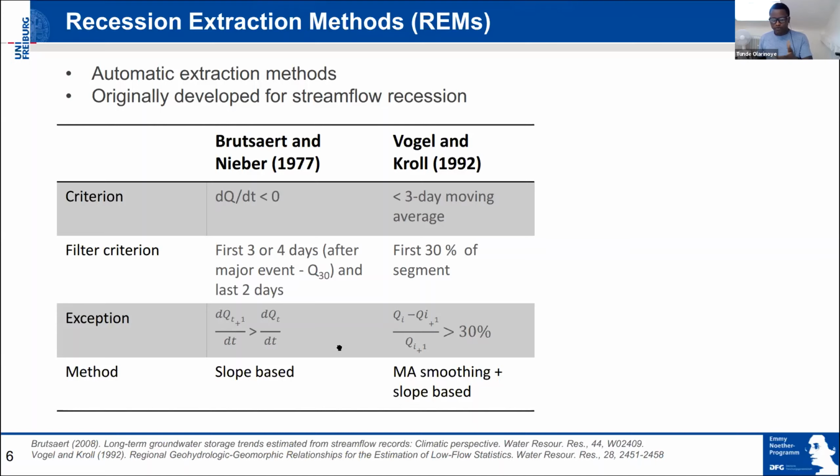So it's removed. For the Vogel method, you first smoothen the curve with a 3-day moving average, and then the first 30% of the segments extracted are removed. For example, after smoothing the curve, if I have 10 days of recession, then I remove 30%, 3 days of the recession. And then the difference between 2 successive recession events should be less than or equal to 30%. If it's more than 30%, then these points are also removed, because they only want to extract the base flow component.